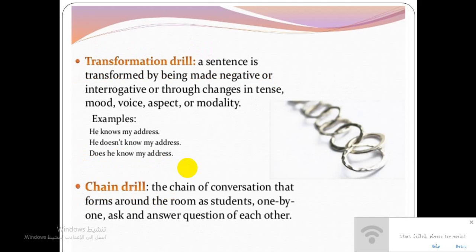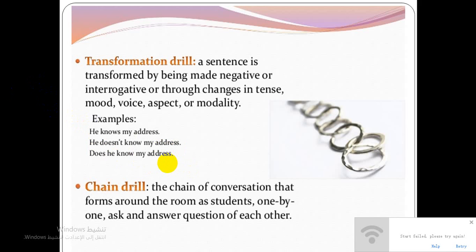Transformation drill. In this activity, a sentence is transformed by being made negative or interrogative or through changes in tense, mood, voice, aspect, or modality. For example, "He knows my address." "He doesn't know my address." "Does he know my address?"